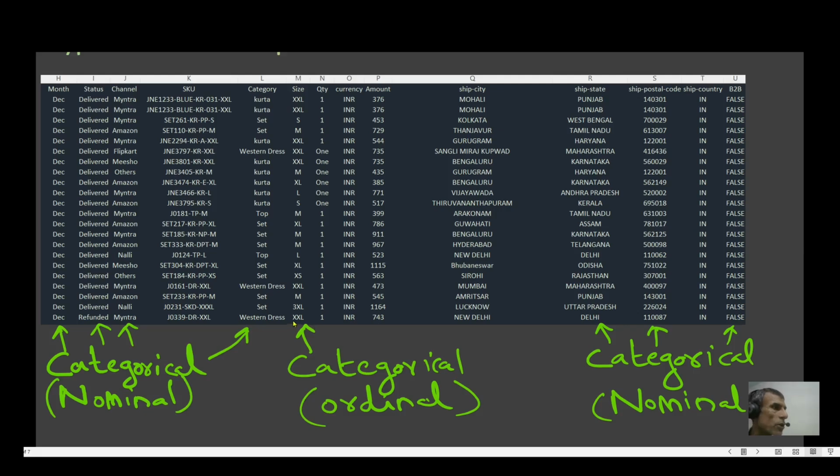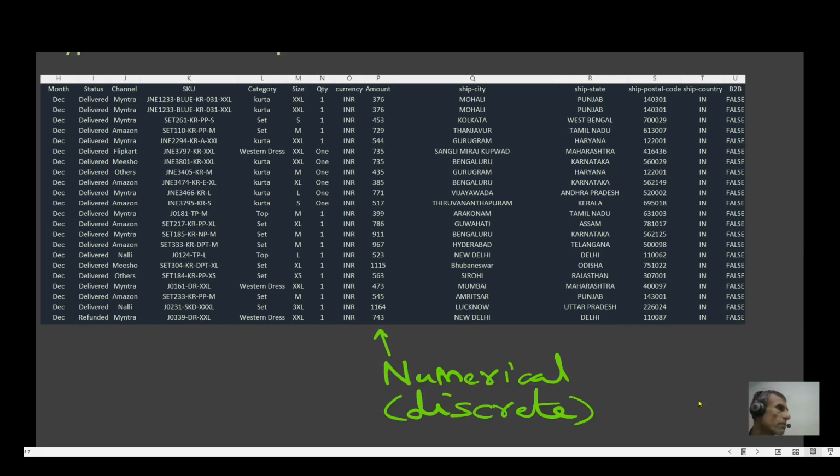And this one right here is a size, and you can see this is categorical, and it will be ordinal because you can put order. You can say medium is smaller than XXL. So you can put a hierarchy over here. Then let's come over here. Over here you have ship state, ship postal code, ship country, and B2B. These are all your categorical nominal data types.